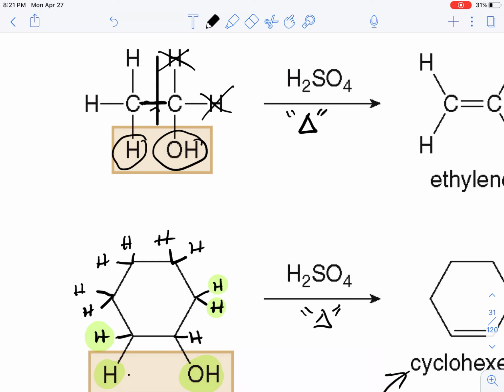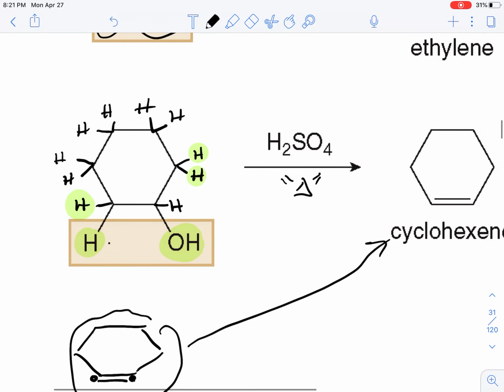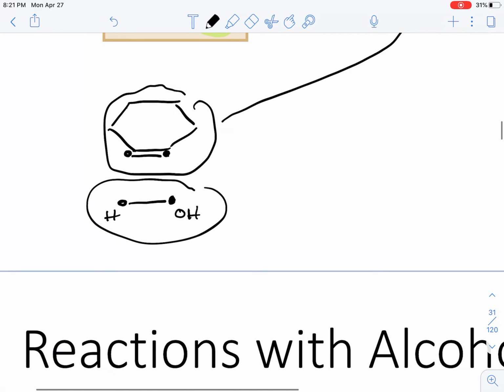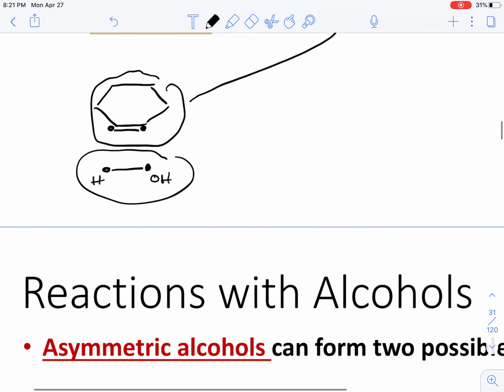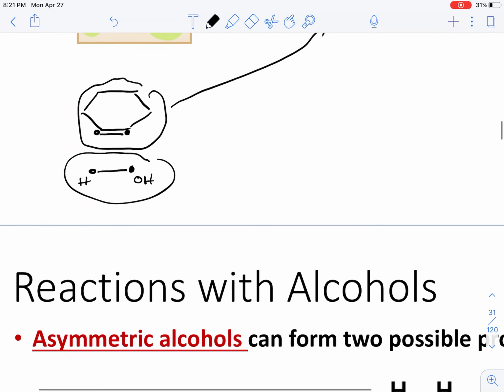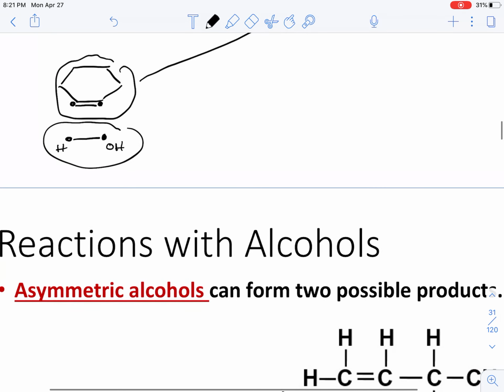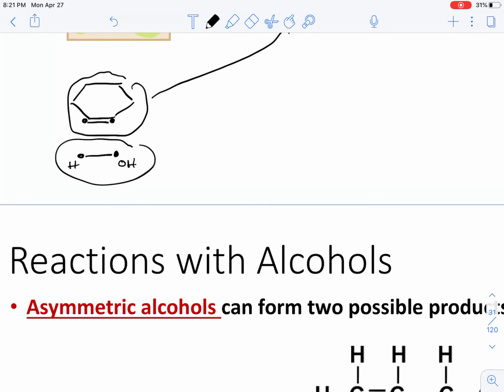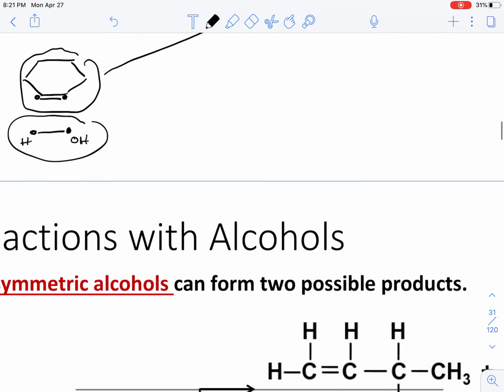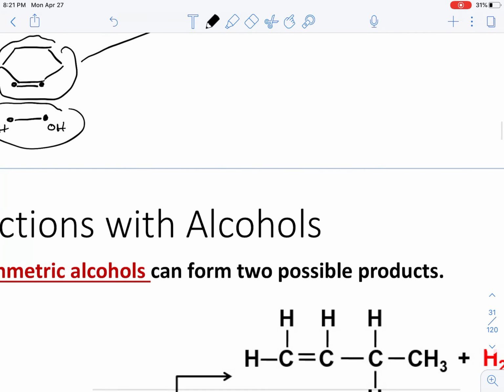Same thing here. If I were to cut these carbons in half, they're symmetrical. So what would happen if you have an asymmetrical substance? What if you were to have an asymmetric alcohol? With asymmetric alcohols, there's two possible products that can be formed.